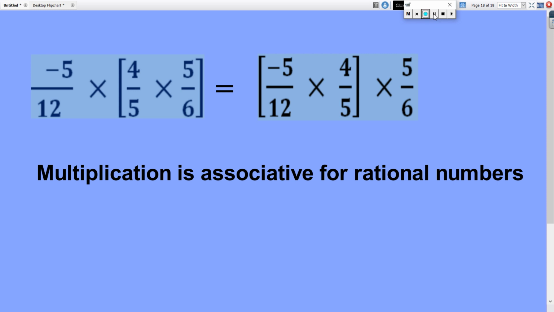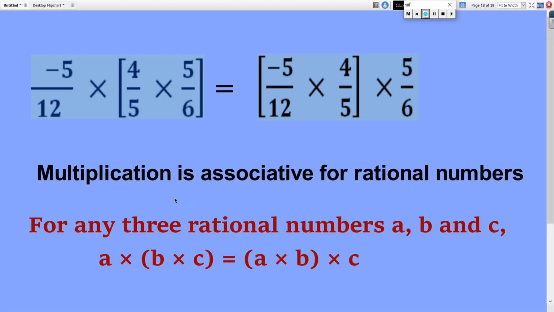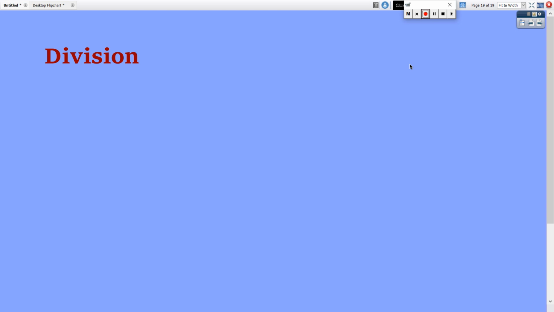Now take three rational numbers as A, B and C. Then we can conclude, for any three rational numbers A, B and C, A into B into C is equal to A into B into C. Now what about division? Is division associative for rational numbers? Let us do.